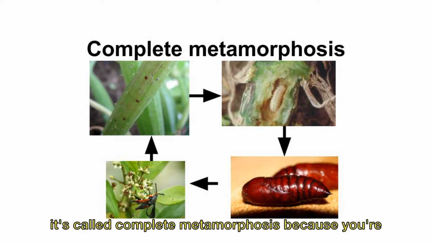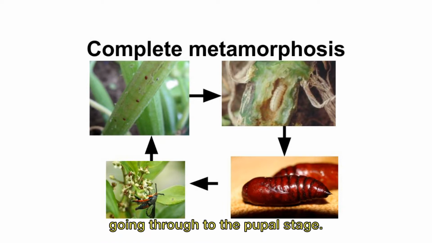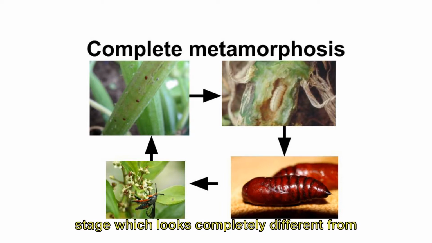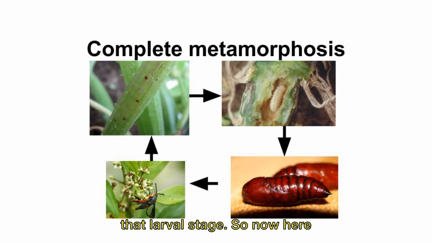So it's called complete metamorphosis because you're going through to the pupal stage. This is a quiescent stage of the insect, which is the stage where it can change into the adult stage, which looks completely different from this larval stage. So now here you have a clearwing moth. They're called clearwing moth because if you look at the hind wing of this insect, you can actually see through it. It's a moth, and the way that it has the wings is that the front wings have scales, but the hind wings don't have scales. They have a membrane, but it's transparent, so the light comes through.